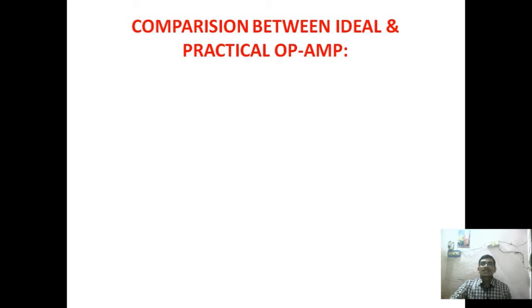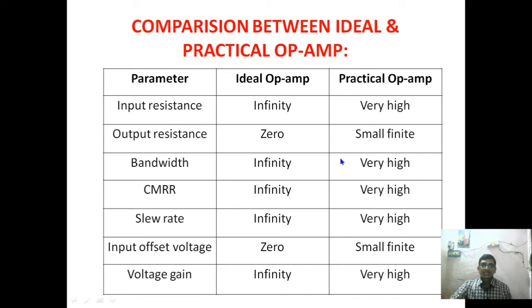And the comparison between the ideal and practical op amp. In this we can compare the ideal op amp and practical op amp. The input resistance is infinite. We have already seen about this, with the values. So this table is without values. The input resistance is infinity for the ideal and very high for the practical op amp, and the output resistance is 0 for the ideal op amp and a small, finite value for the practical operational amplifier.